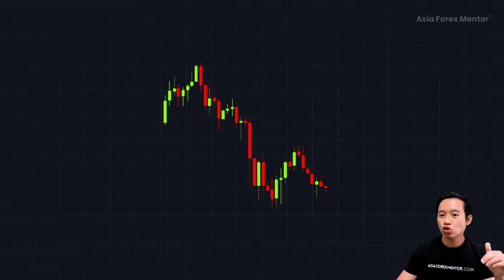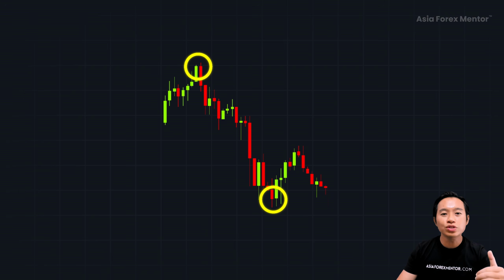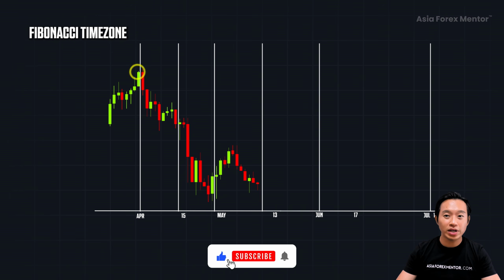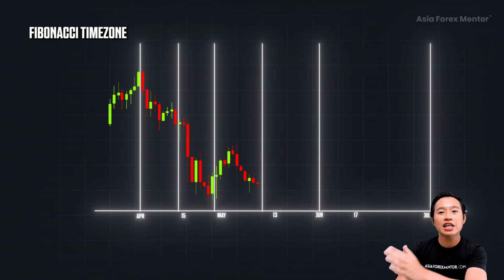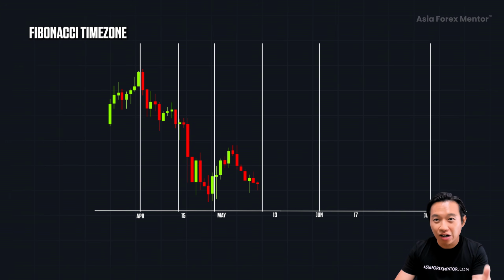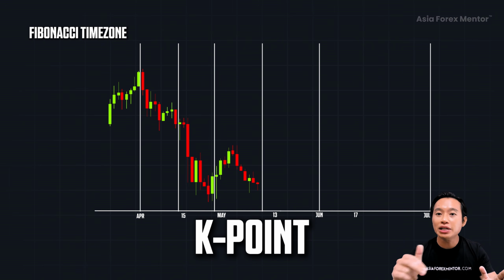We have a clear swing high during the session itself, right? And then a swing low, right? So then we use the Fibonacci time zone tool, and we put it on and we anchor it from that swing high to the swing low itself. So this tool will now automatically mark vertical lines into the future based on the Fibonacci intervals. It's not guesswork. It's also based on Fibonacci structure, right? 1, 2, 3, 5, 8, 13, etc. Each line basically becomes a potential time point, what we call a key point, where a reaction might happen.